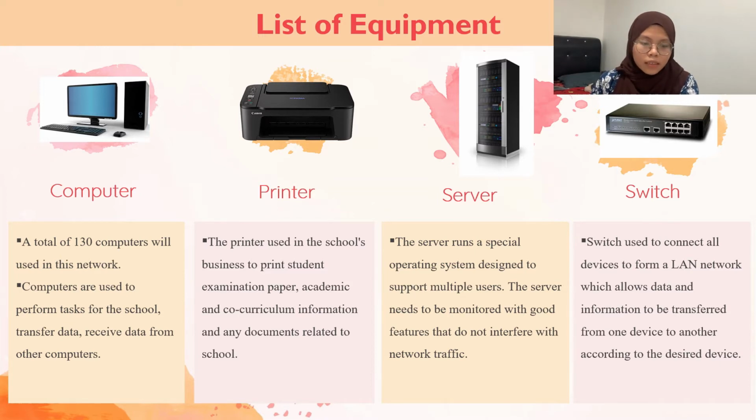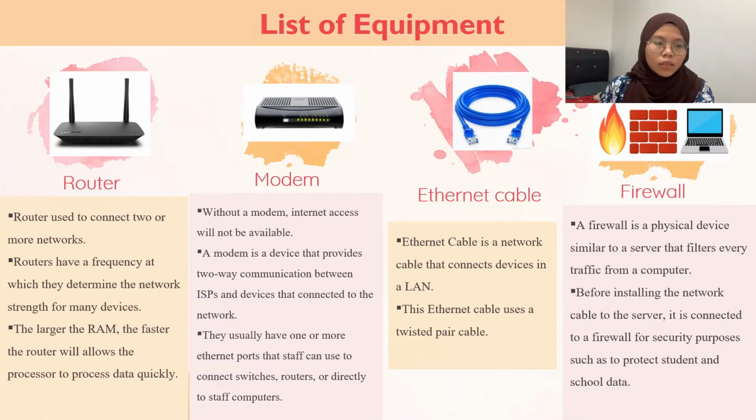Next, server. The server runs a special operating system designed to support multiple users. Then switch. A switch is used to connect all devices to form a LAN network, which allows data and information to be transferred from one device to another according to the desired device. Next, router. A router is used to connect 2 or more networks. Modem. Without a modem, internet access will not be available.